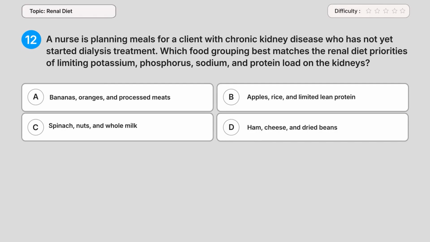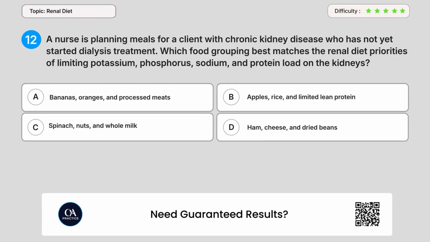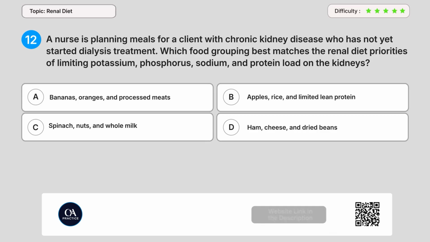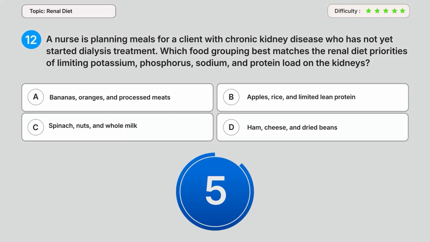12. A nurse is planning meals for a client with chronic kidney disease who has not yet started dialysis treatment. Which food grouping best matches the renal diet priorities of limiting potassium, phosphorus, sodium, and protein load on the kidneys? A. Bananas, oranges, and processed meats. B. Apples, rice, and limited lean protein. C. Spinach, nuts, and whole milk. D. Ham, cheese, and dried beans. Do you know the answer?